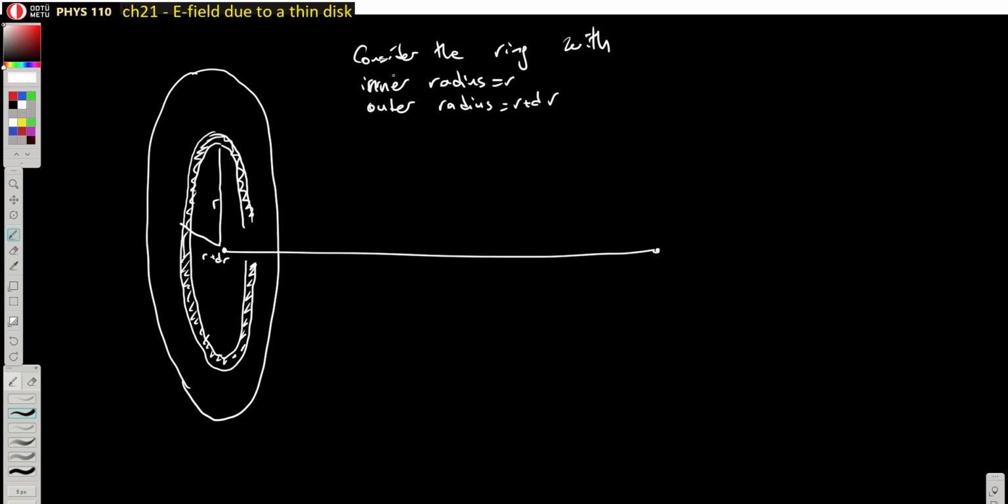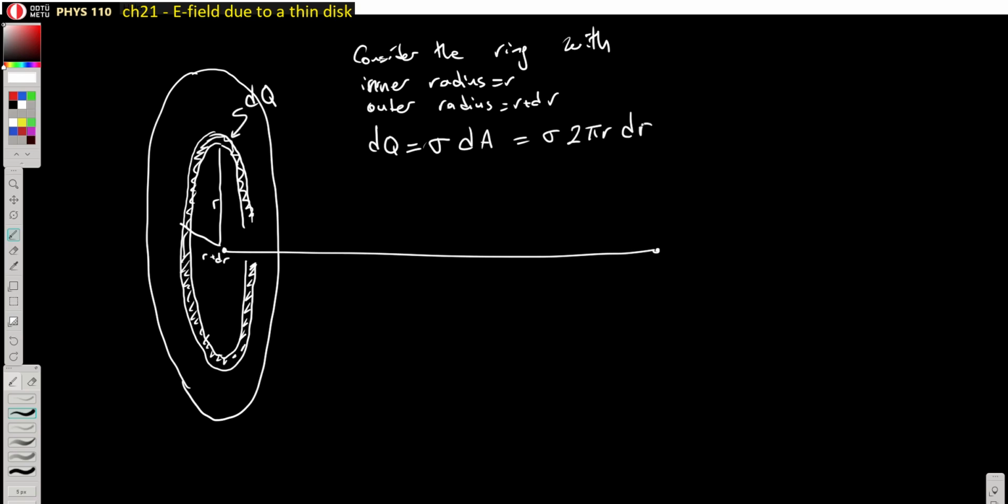I would like to find the total charge on it. There is some charge dq, and I would like to find what that charge is. That's sigma multiplied by the area of that ring, and the area of the ring is given by the circumference, which is 2 pi r, multiplied by the thickness. I'm assuming that the thickness of the ring, dr, is infinitesimal.